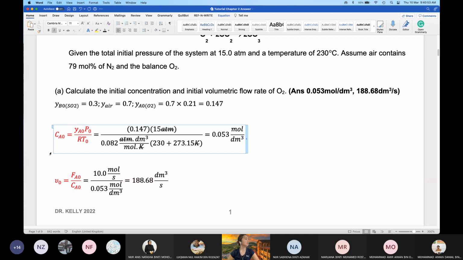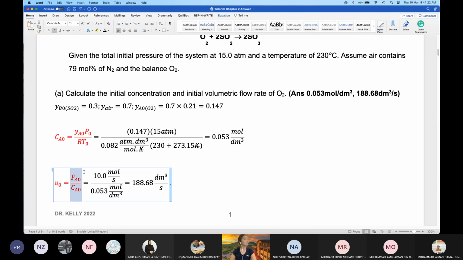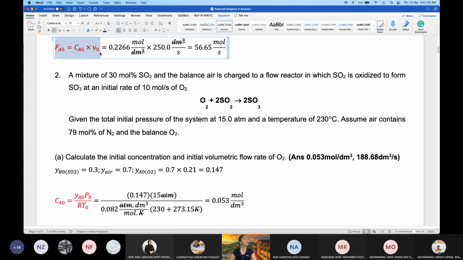Okay, done. So next part, they want us to find epsilon naught, initial volumetric flow rate. So part ni pun kamu dah ingatkan tadi kita dah solve, kita cari FA0 kalau diberi CA0 dan V0. Soalan ni kita tahu FA0, kita dah cari CA0, we want to find epsilon naught. So kalau kamu ingat, dia terbalik je lah formula dia kan. So formula dia become epsilon naught equals to FA0 divided by CA0. Kalau kamu confused, tengok originally kan macam ni, FA0 equals to CA0 multiply with V0. So if I want to find epsilon naught, epsilon naught sama dengan FA0 divided saja dengan CA0.